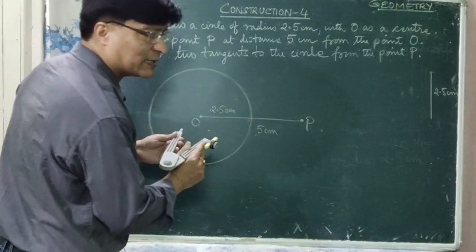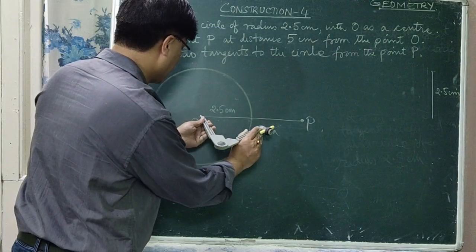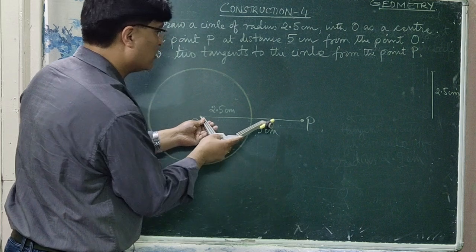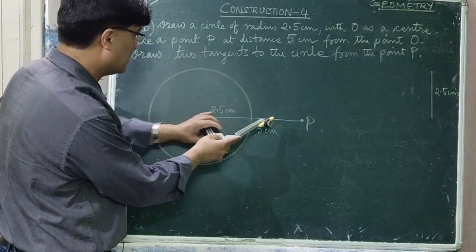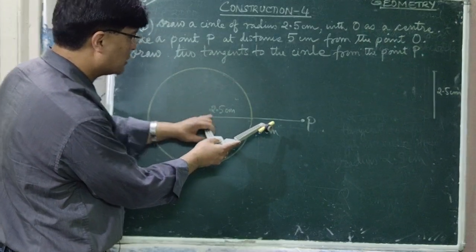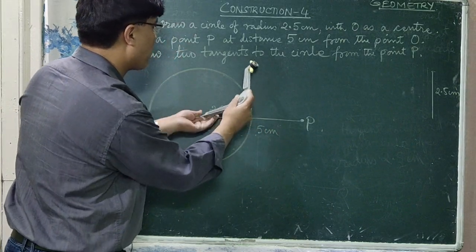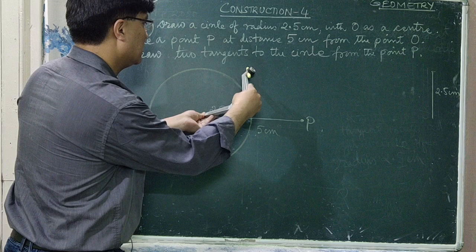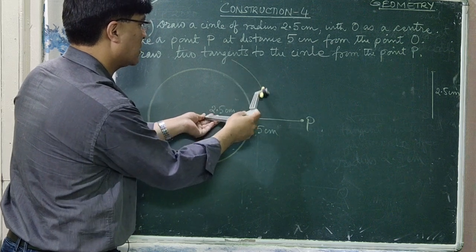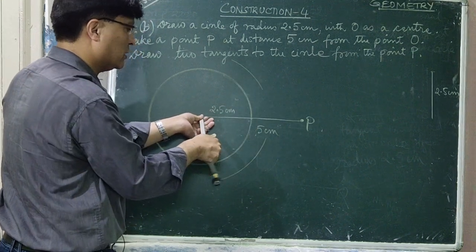So let us bisect the straight line OP. You know how to bisect the straight line. Point and needle is kept at the point O. Take more than half of OP as the radius. Right? Now, draw an arc out here. Draw an arc out here.